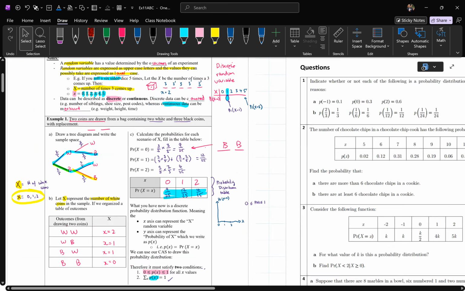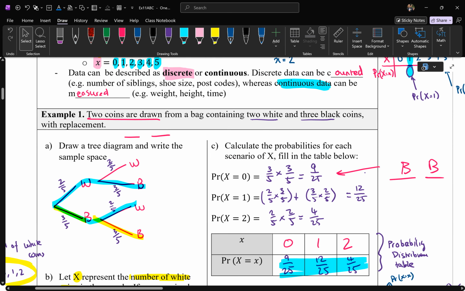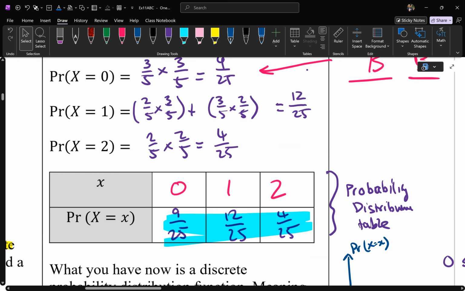Remember this example I did with you about the white ball and then 2 coins that you take out, and you got whites. How many whites? 2 whites, 3 blacks, yeah? And you worked out these probabilities here. You can actually work this one out using binomial.